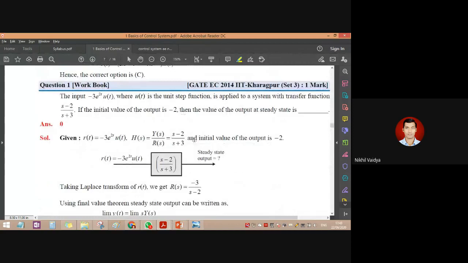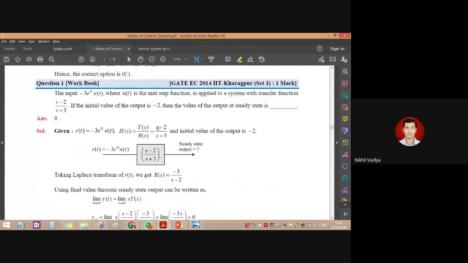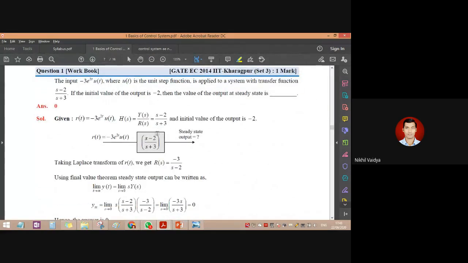Yes, so this is the question we are searching for. It was asked by IIT Kharagpur in the GATE 2014 exam. Given is R of t, which is nothing but the input in t domain. R of t is equal to minus 3 into e to the power minus 2t, and here we are considering the output.